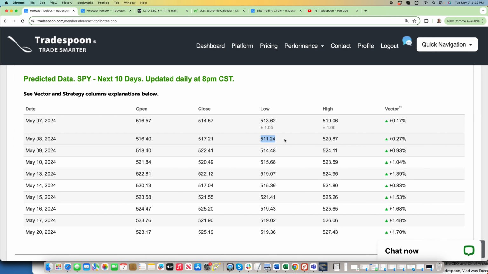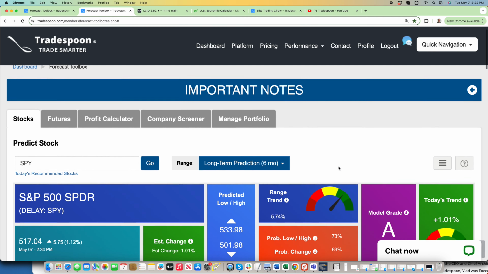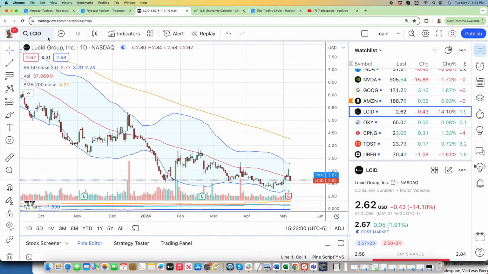A lot of it depends on the CPI data and PPI data next Tuesday, right? We could be at 525. We could also break the 510 level if CPI comes in harder than expected. Until then, I think we're just going to trade sideways. If you zoom out to the 6 month prediction on spiders, still positive trend, so positive trend is intact. 500 is your support, 533 is overhead resistance for the month of May. So I agree with the model.